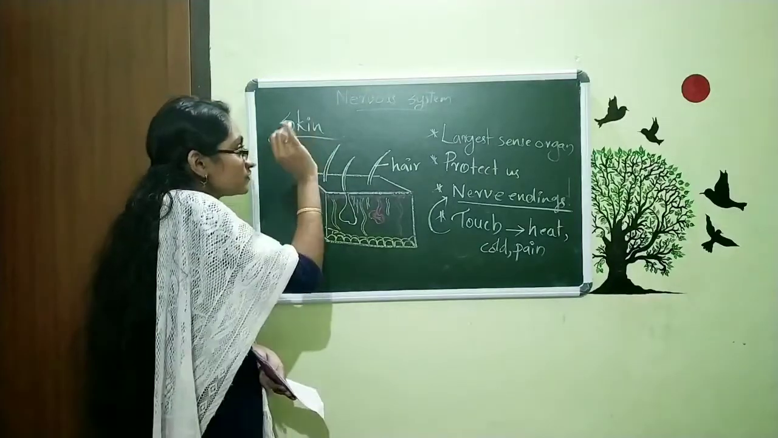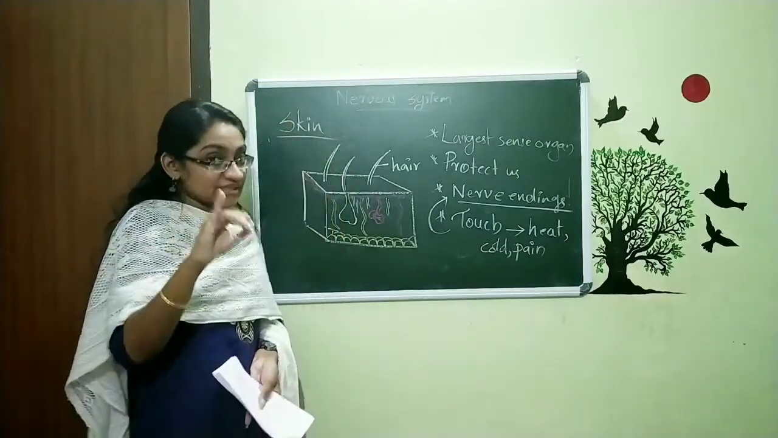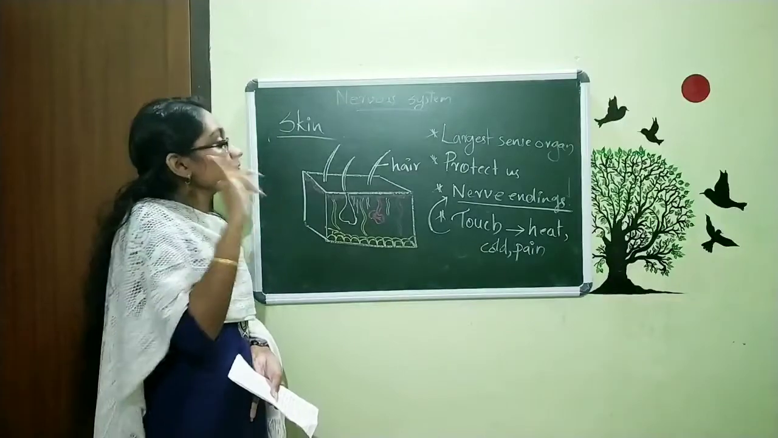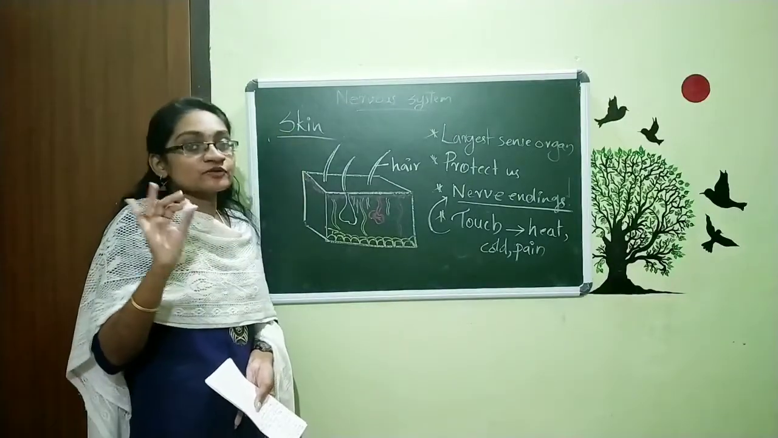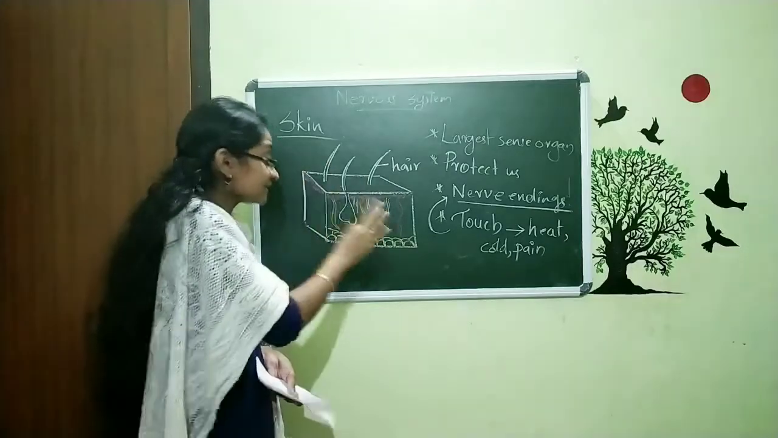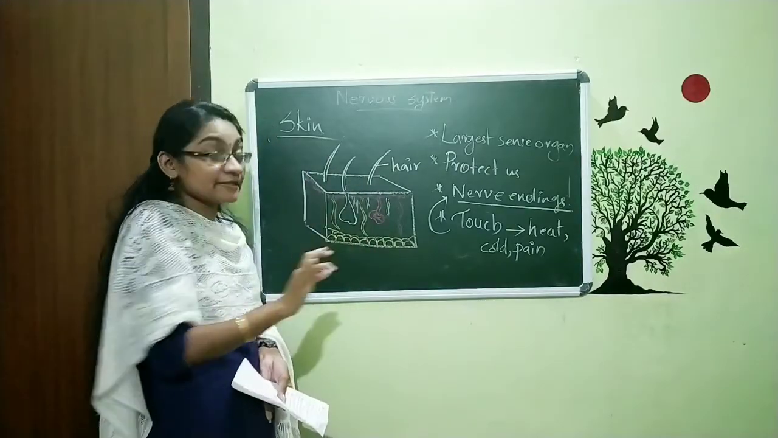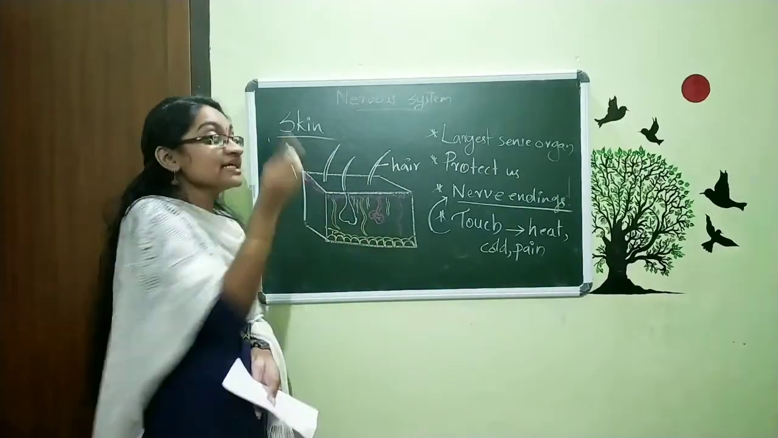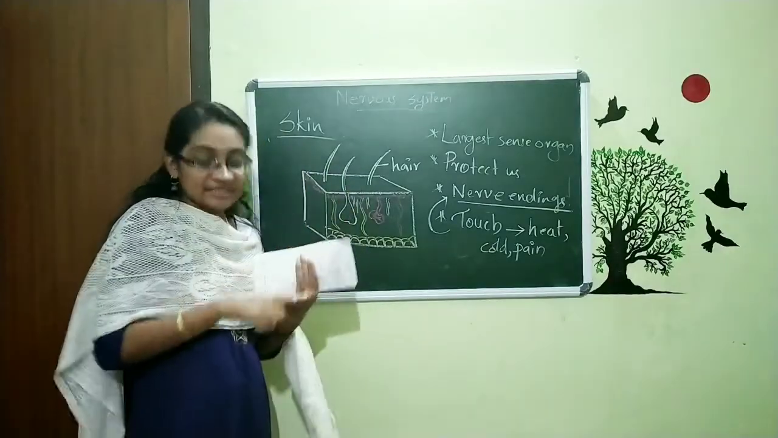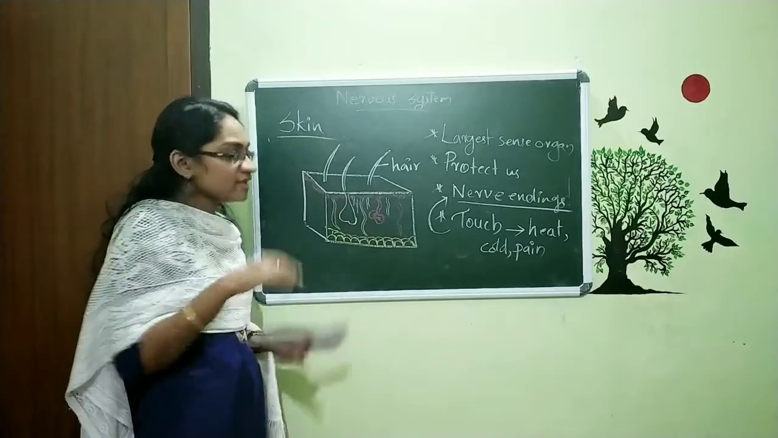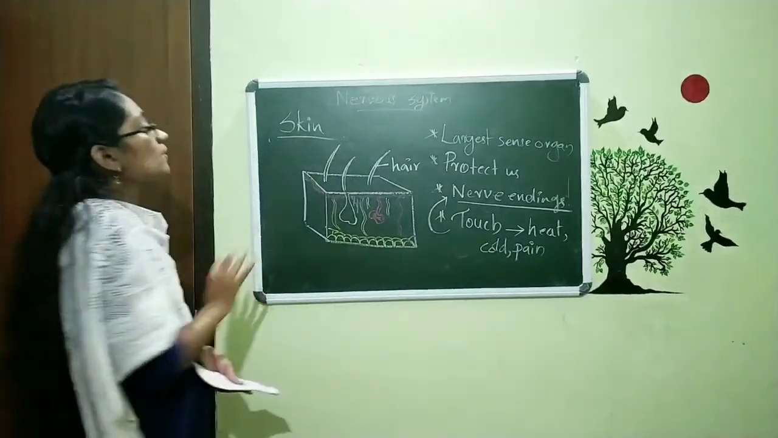So, skin is the largest sense organ. That is the first point. The second point is this: skin protects us from injuries and also from germs. The next point is that certain types of nerve endings are present, and these nerve endings are sensitive enough to identify heat, cold, pain, like this. And this is all about skin.